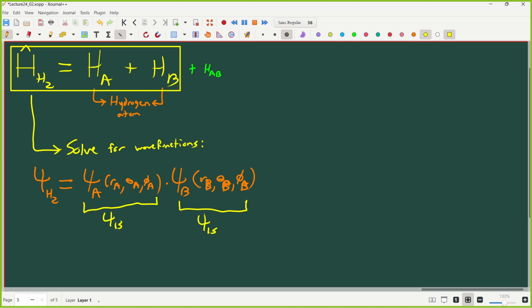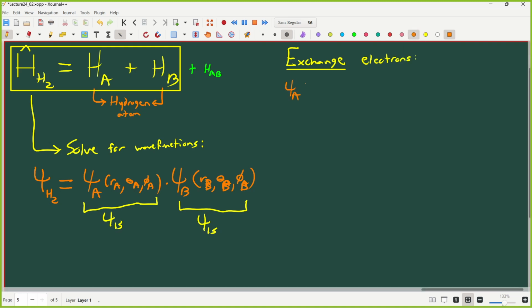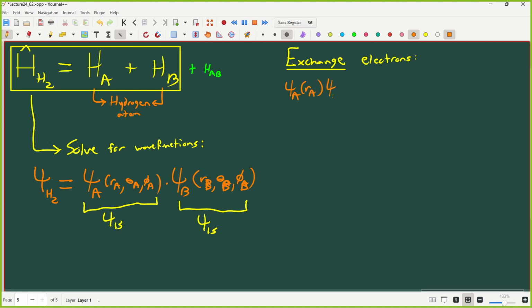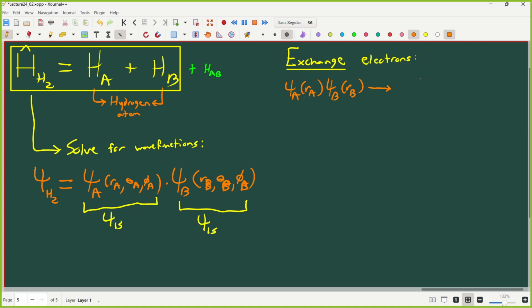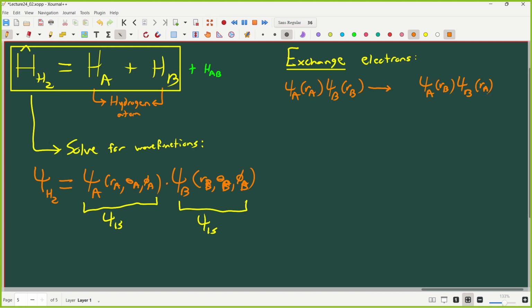Right, so what happens, for instance? Our initial state was... so let's swap electrons. What we call this is exchanging electrons. So what we're going to do is take psi A, R sub A, times psi B, R sub B. And I want to know what happens to my system when I go to psi A and put it at R sub B. So I put the B electron in the A atom and the A electron in the B atom.